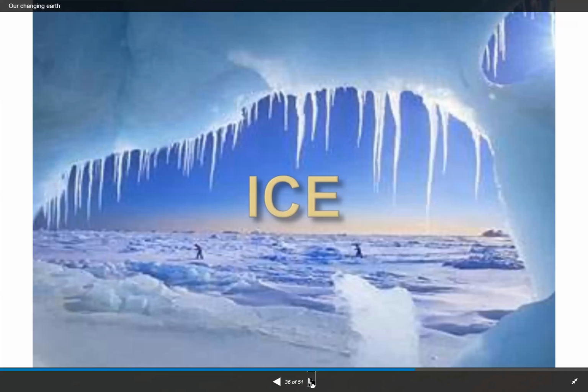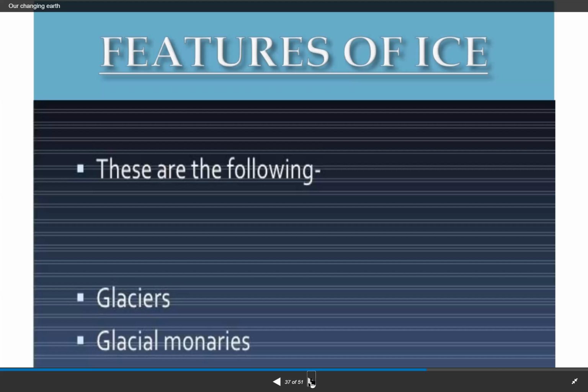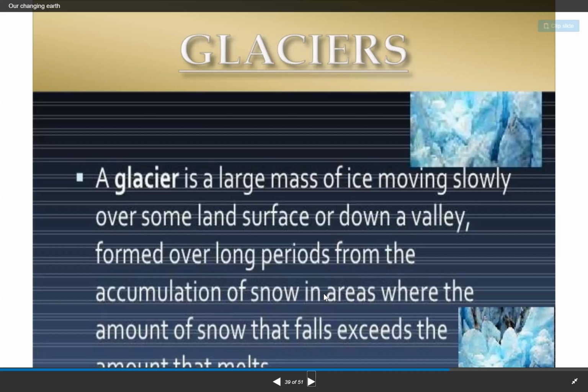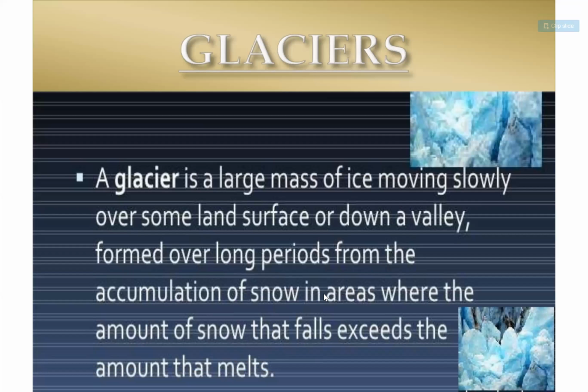Next, we will read about the work of ice. These are the following: glaciers and glacial moraines. Glaciers are rivers of ice which erode the landscape by bulldozing soil and stones to expose the solid rock below. Glaciers carve out deep hollows. As the ice melts, they get filled up with water and become beautiful lakes in the mountains.